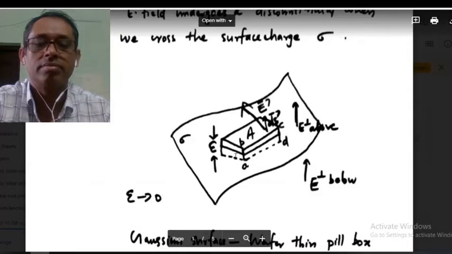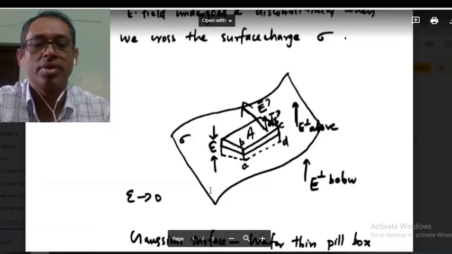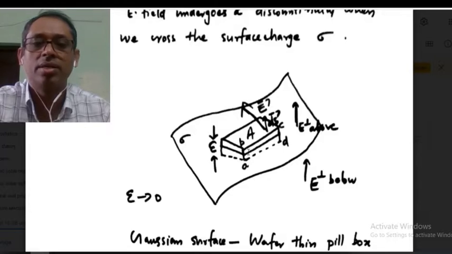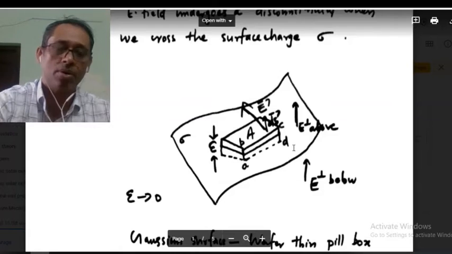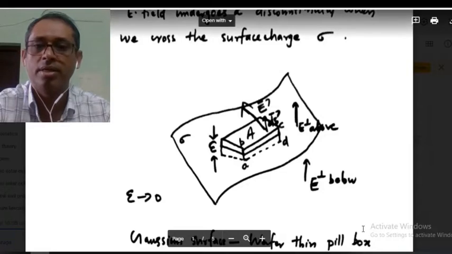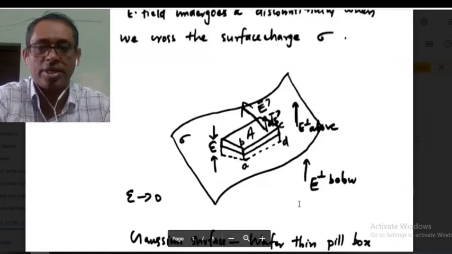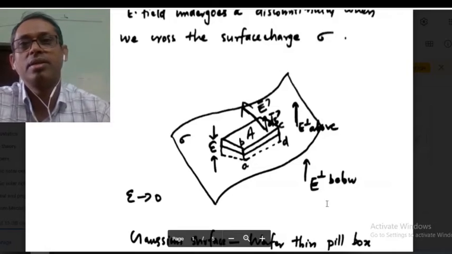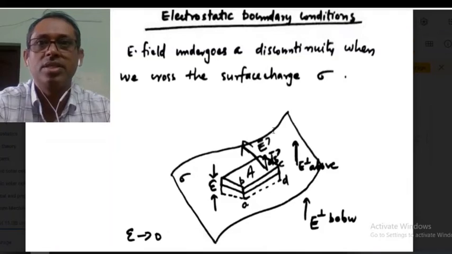So what we are considering is a surface charge. This is a surface charge, this is a surface. The surface charge density is sigma, and there is electric field above and below the surface. We want to see how this electric field is changing across the surface when we cross it.